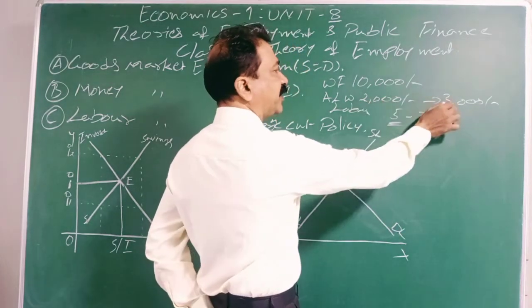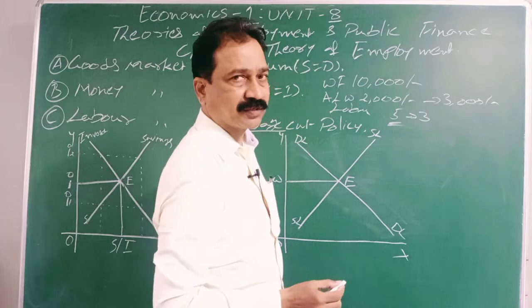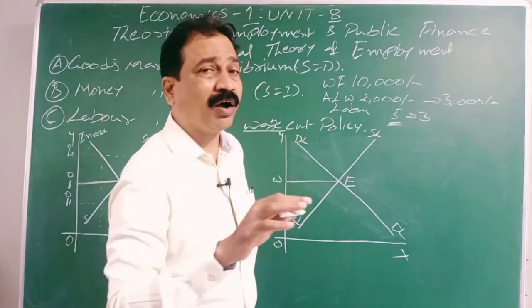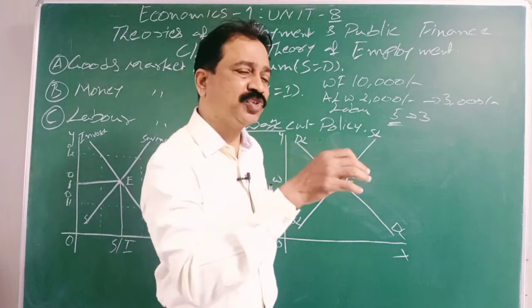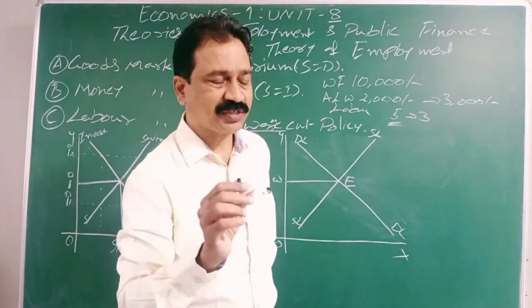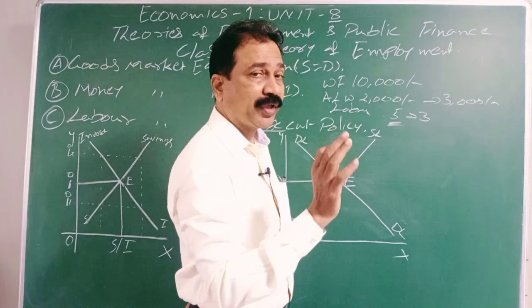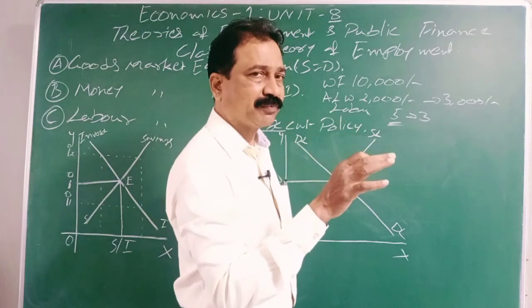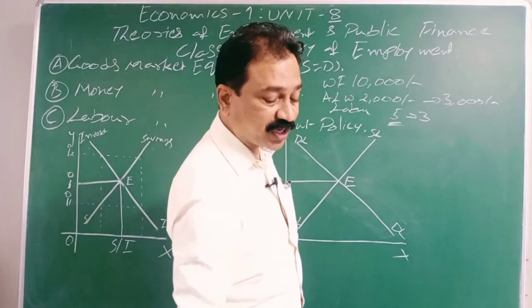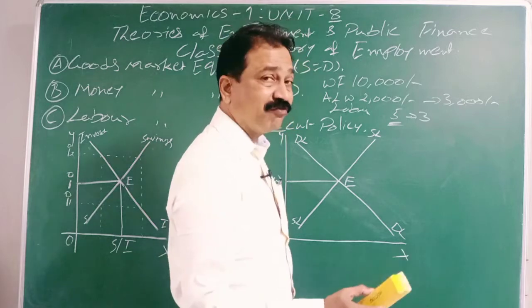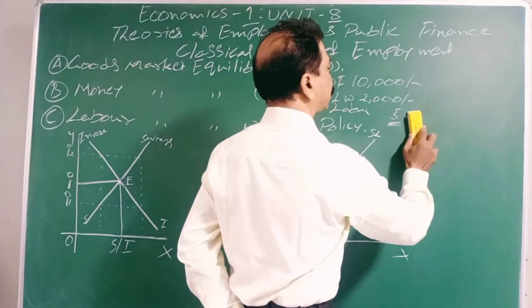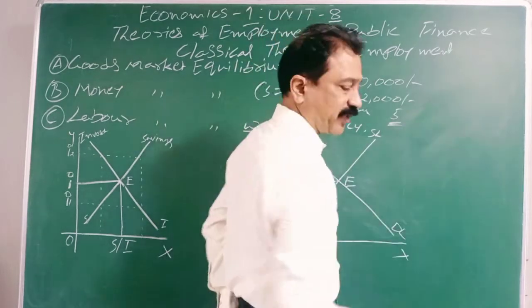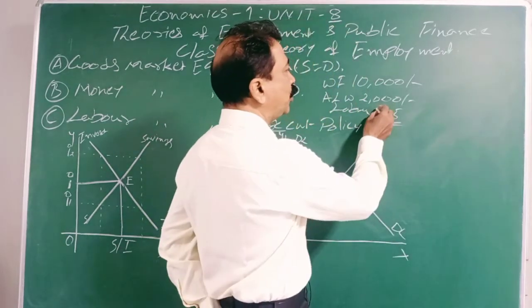If salary increases, labor decreases. So how can all the labor available in the market be provided jobs? The question is how to employ all the labor in the market. For that, what does he say? Wage cut policy. What is it? Simply, instead of increasing the salaries, you decrease the salary.